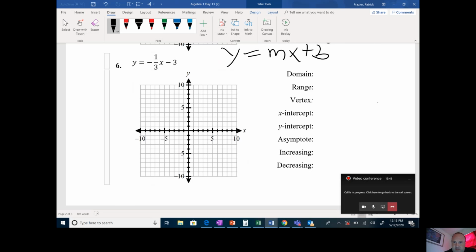So m equals negative 1/3, and b, which is the y-intercept, b equals negative 3. That also means that when the input is 0, the output, y in this case, is negative 3.